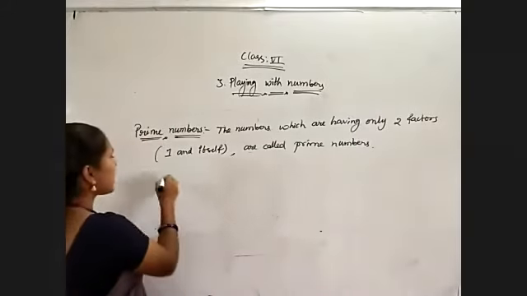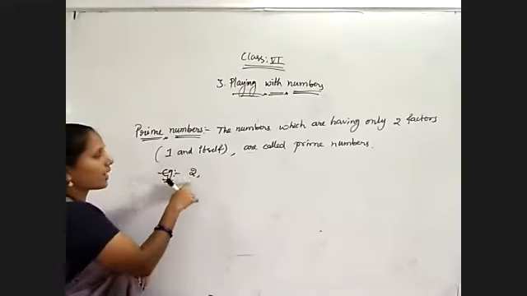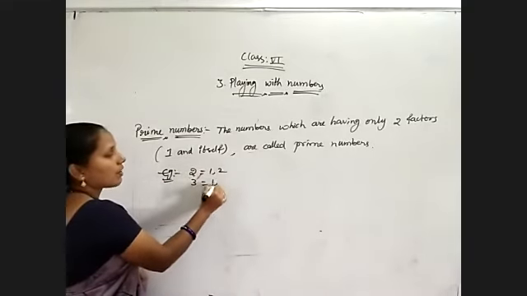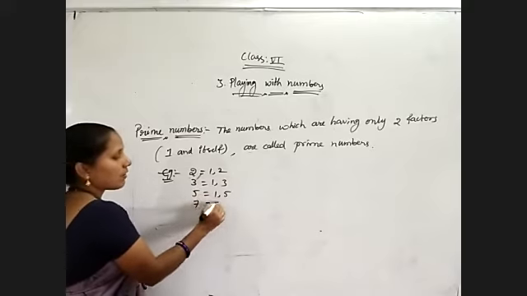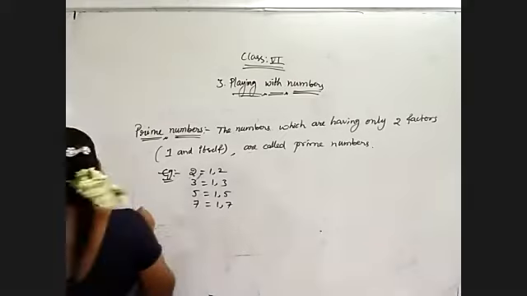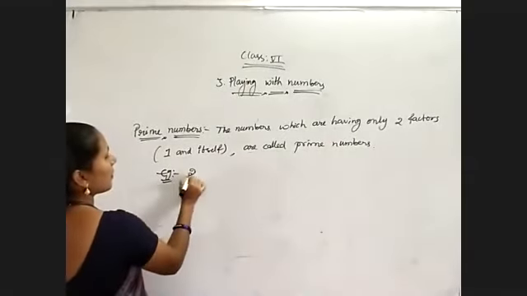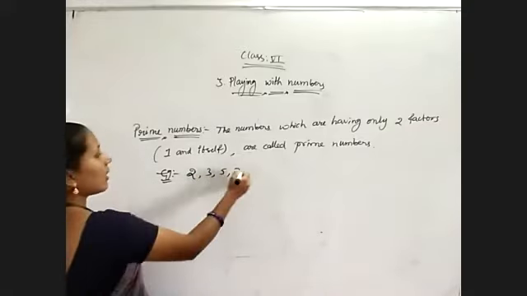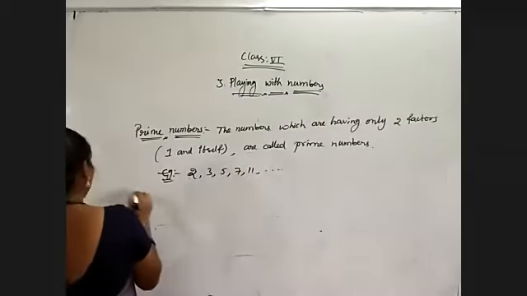For example, whatever we listed just now, 2 has 1 and 2. Factors of 2 are 1, 2. For 3, 1, 3. For 5, 1, 5. For 7, 1, 7. Like that. So some examples of prime numbers are 2, 3, 5, 7, 11, and so on. Now, composite numbers.